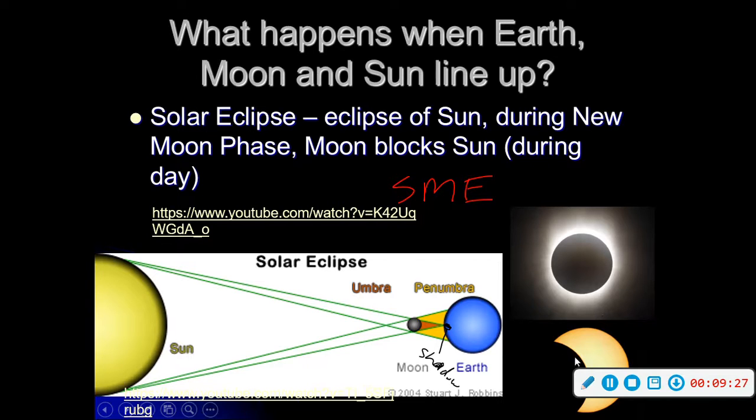And the same thing, a partial solar eclipse would be when the moon blocks out part of the sun, and you can see it's not fully blocking it out with the shadow. And that's what we saw here up in New York.